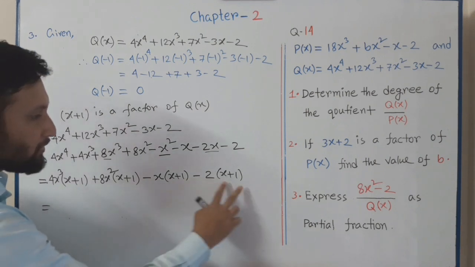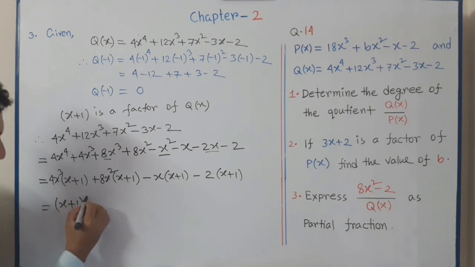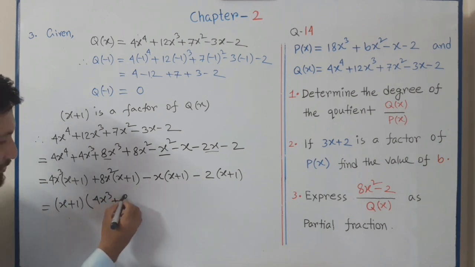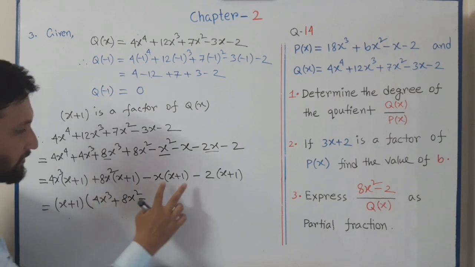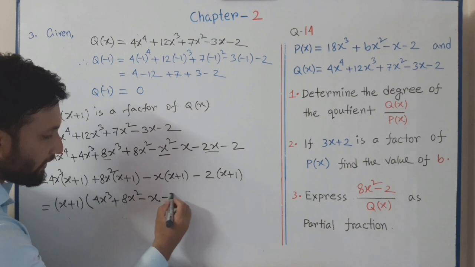Okay, now here in the third line the common factor is x plus 1. So write down the common factor x plus 1. And then the rest of the terms: 4x cube in the first term, 8x square in the second term, only minus x in the third term, and in the last term minus 2.